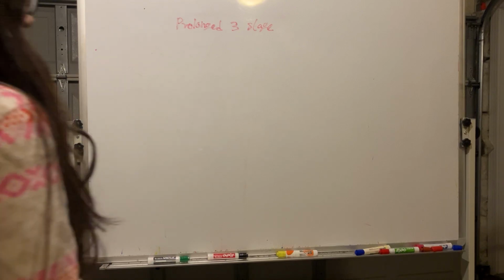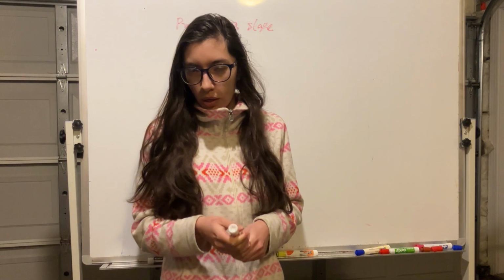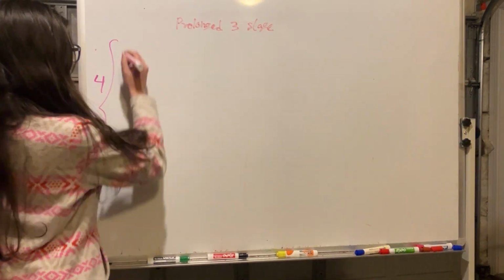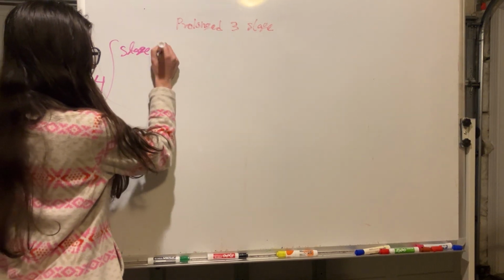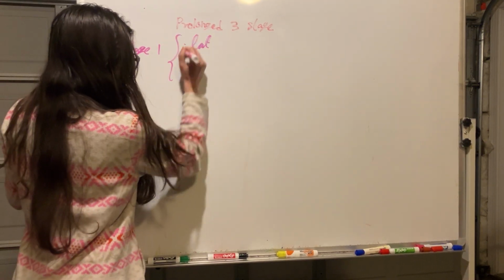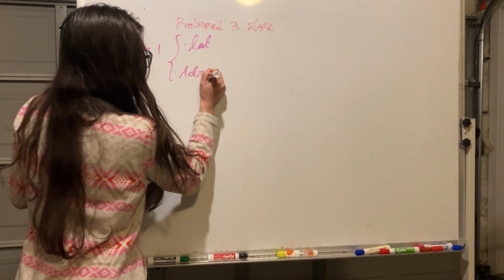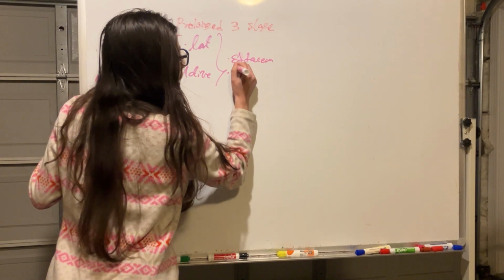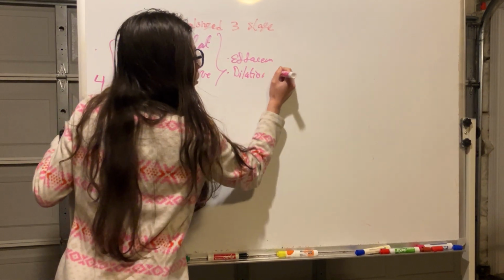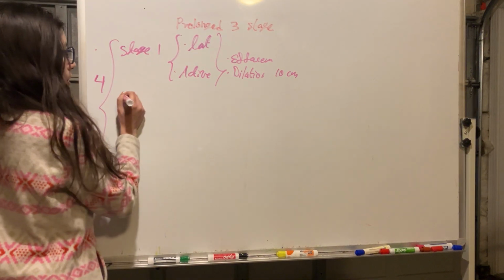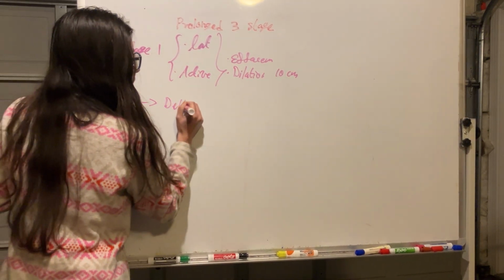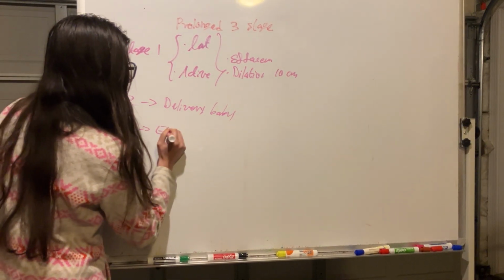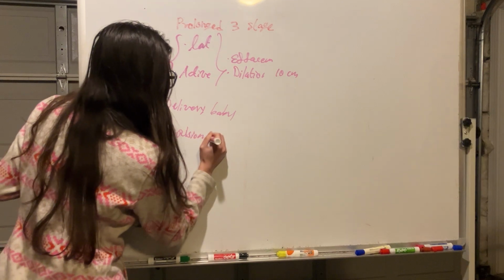Now let's see prolonged stage 3 of labor. So let's review. We have 4 stages of labor. We have stage 1, which is the latent phase and the active phase of labor, which basically is effacement and dilation of the cervix to 10 centimeters. Then we have stage 2, which is the delivery of the baby. We have stage 3, which is the expulsion of the placenta.